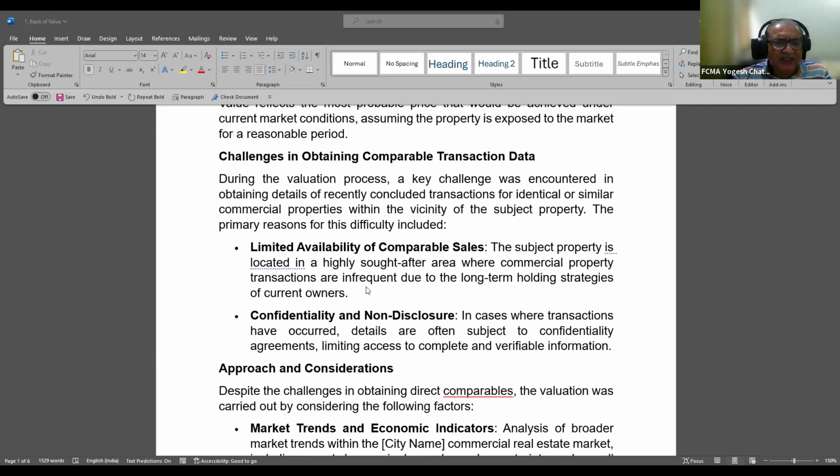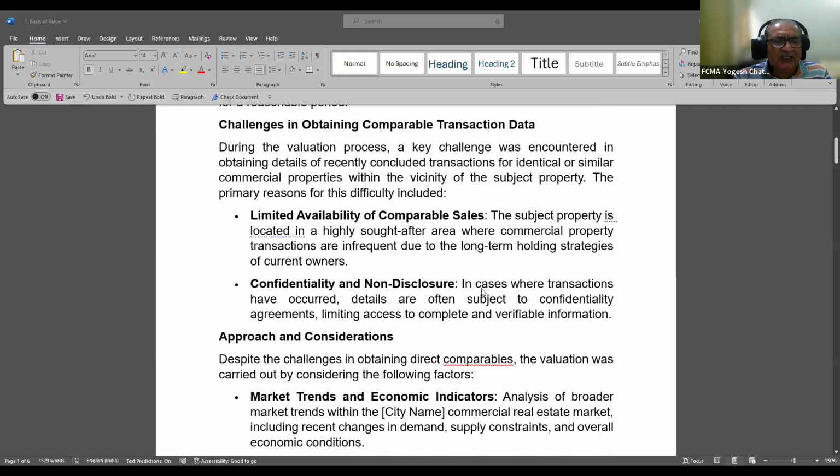Commercial property transactions are infrequent due to the long-term holding strategy of the current owner. Confidentiality and non-disclosure. We all know it is very difficult to get the actual information about a property transaction. We all know how property transactions are settled. What is reflected in the sale deed may not perhaps give the market value of that property.